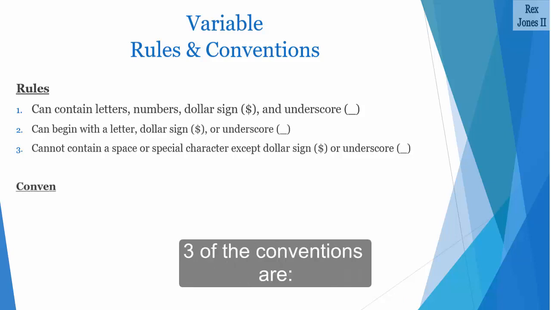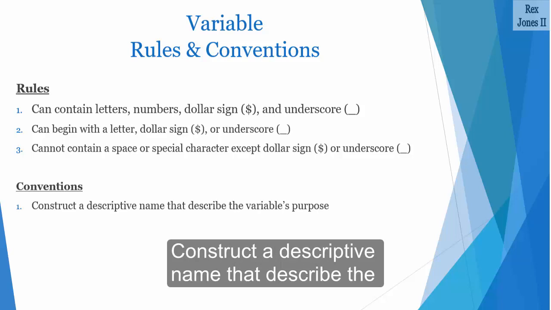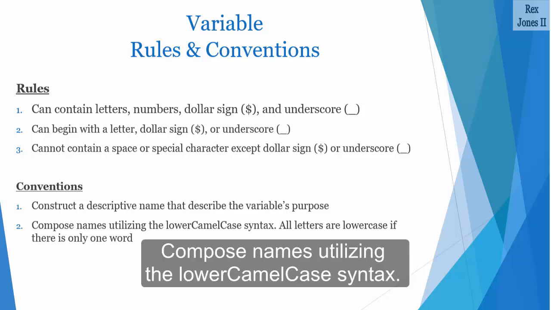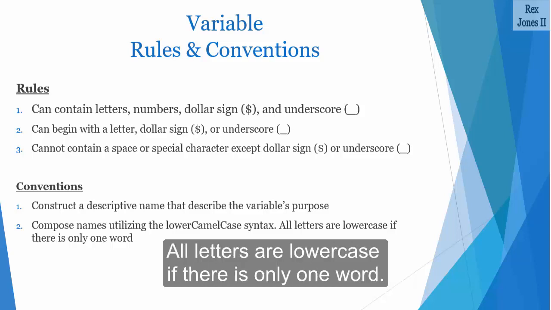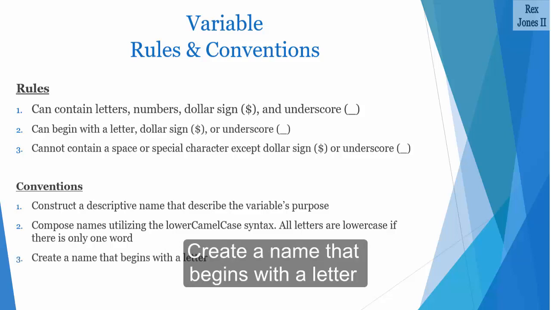Three of the conventions are: number 1, construct a descriptive name that describes the variable's purpose. Number 2, compose names utilizing the lower camel case syntax. All the letters are lowercase if there is only one word. Number 3, create a name that begins with a letter.